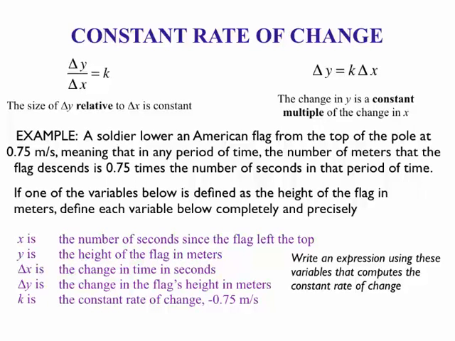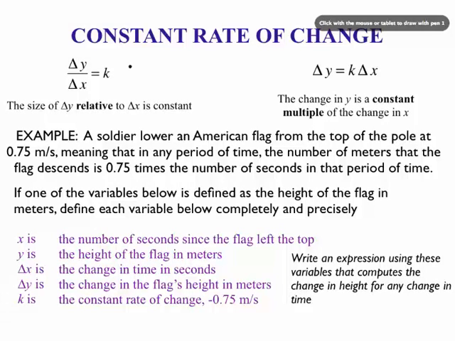Okay. Write an expression that computes the constant rate of change. So what expression would compute the value of k? If you needed to compute the value of k, what would you do? You should be thinking this. Right here. That's it. That computes the constant rate of change. You take a delta y divided by a corresponding delta x.